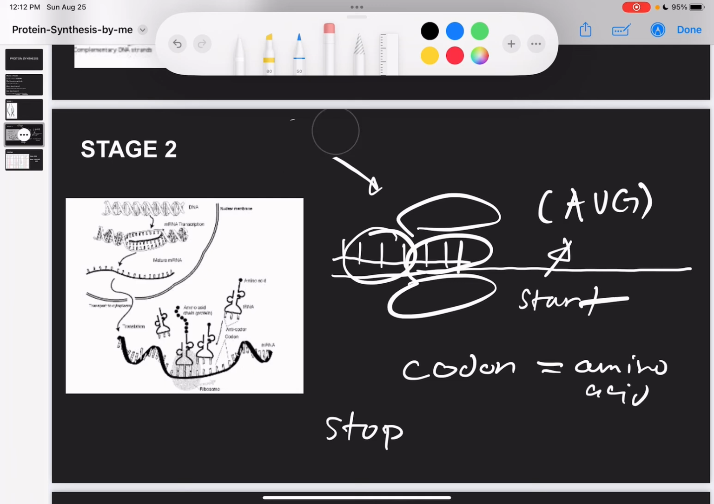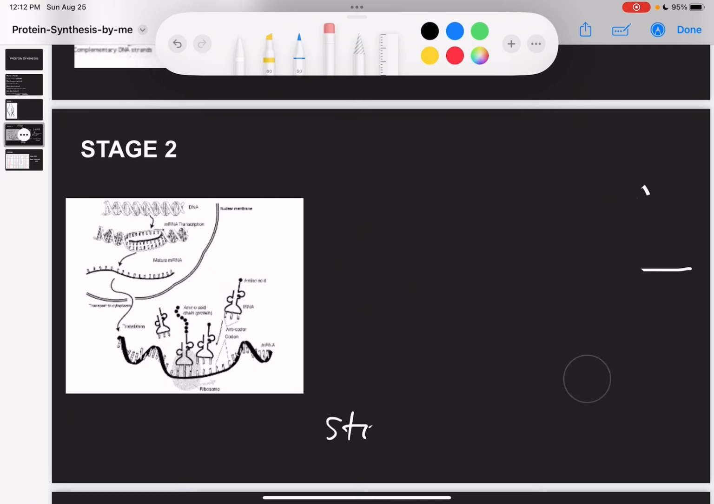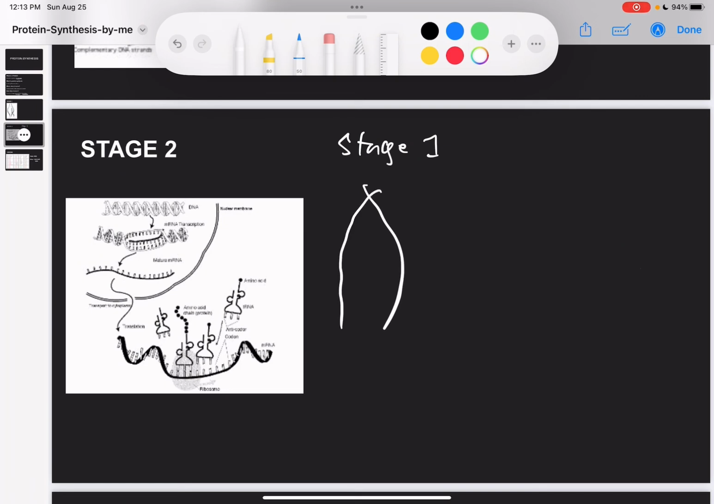Let me erase all of this. Let's do a recap. So you have stage 1. This occurs in your nucleus. You have your DNA, which will then be unraveled by an enzyme called helicase. Here you have your open DNA. RNA polymerase will attach to this, and then it will start coding and coding, making the opposite base pair until you get an mRNA strand. This is your mRNA strand.